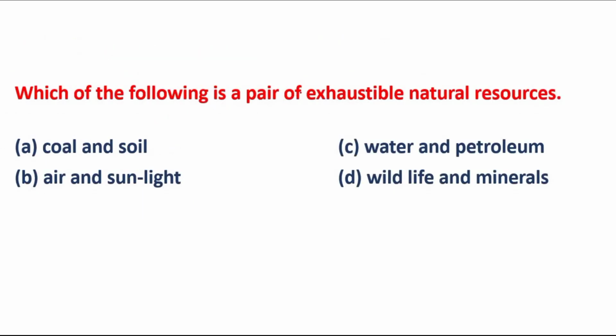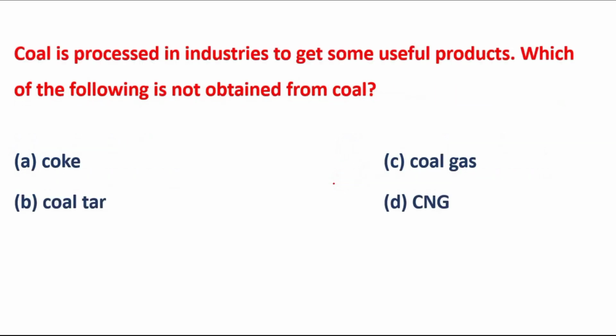Which of the following is a pair of exhaustible natural resources? Option A, coal and soil. Coal is exhaustible but soil is an inexhaustible natural resource. Option B, air and sunlight. Both are inexhaustible natural resources. Option C, water and petroleum. In this, petroleum is an exhaustible natural resource but water is inexhaustible. But option D, both wildlife and minerals are exhaustible natural resources.